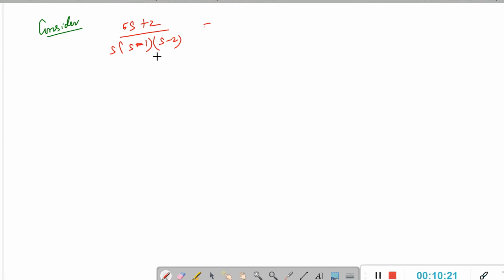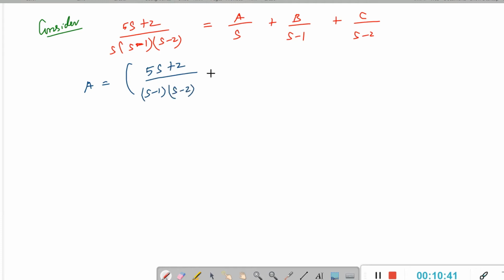Here in the denominator we have 3 different factors. So for that I am going to take it like this. Now I am going to find A. By using the Heaviside method, you write 5s plus 2 divided by s minus 1, s minus 2. After writing this, you substitute s equal to 0. From that you get 2 by minus 2 into minus 1, which is equal to 1.